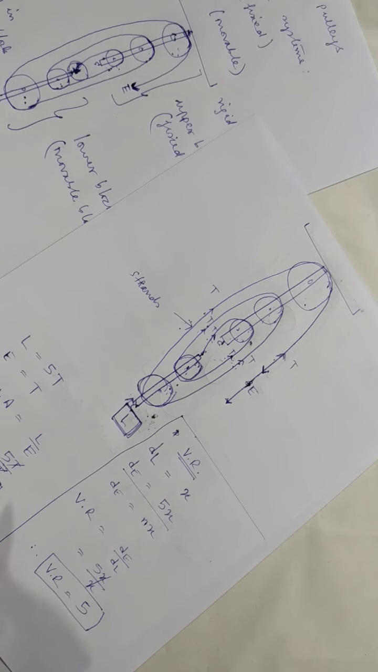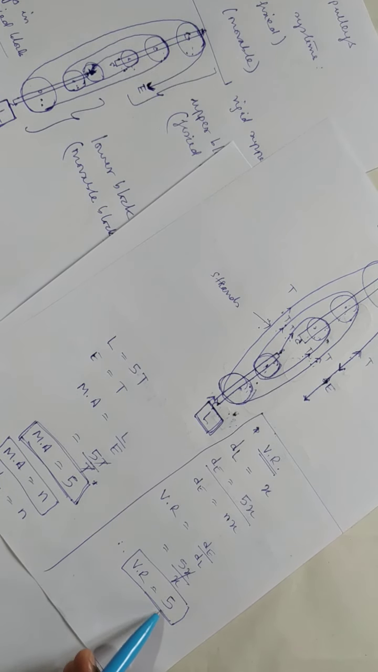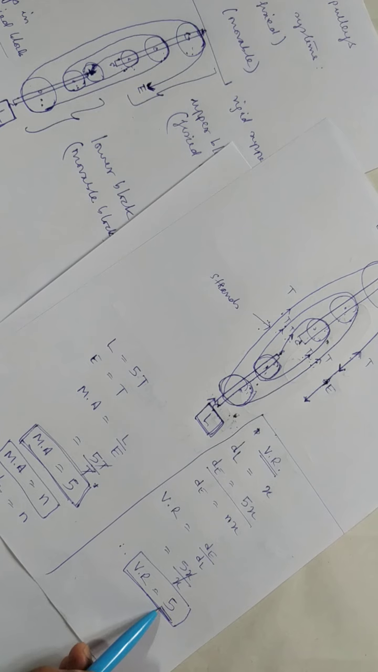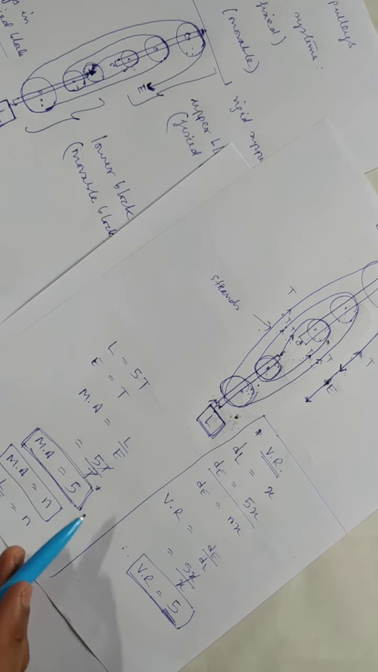One note you have to keep in mind, this mechanical advantage will not always be the same as the number of pulleys. It might decrease also, but the velocity ratio will always remain the same, will always be equal to the number of pulleys. Velocity ratio will always be equal to the number of pulleys, but this mechanical advantage may be less than the number of pulleys.